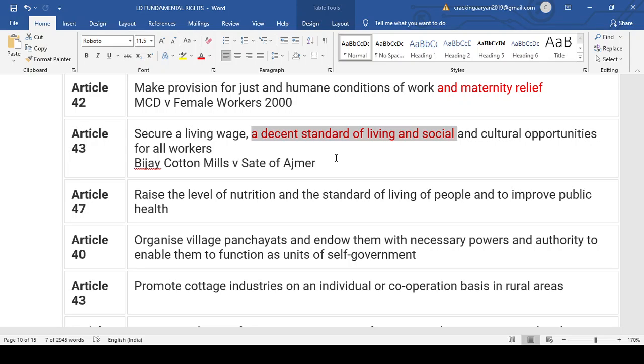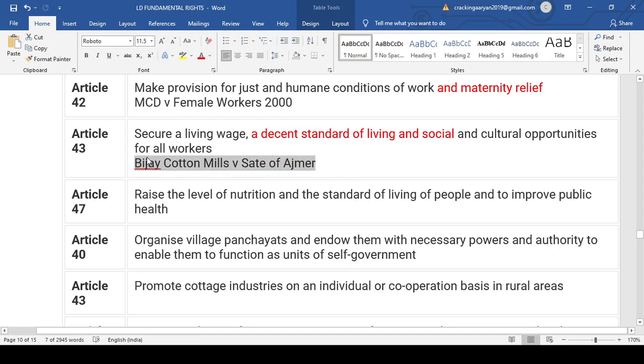The condition of work means wherever they are working, they should be given very good accommodation. There is a very famous case of Vijay Cotton Mills Limited versus State of Ajmer, that is a 1955 Supreme Court case. Vijay Cotton Mills versus State of Ajmer, 1955 case of Supreme Court. What was held? See, it has been held that the fixation of the minimum wages of the laborer by the legislature. Okay, in this case, what happened?